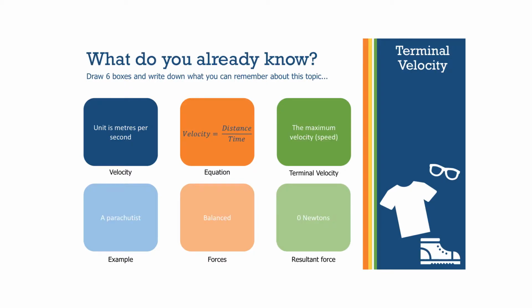So here are mine. I've got the equation, velocity equals distance divided by time, or speed equals distance divided by time. I remembered that terminal velocity is the maximum velocity or the maximum speed that something can get to. An example I thought of was a parachutist, so someone jumping out of an aeroplane. And I remembered something about forces, and that when you're at terminal velocity, the forces are balanced, and then the resultant, the overall force, was 0 newtons. But let's explore some of this in a bit more detail.